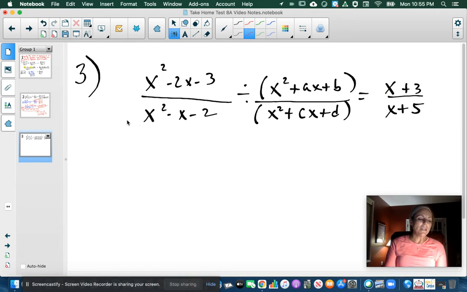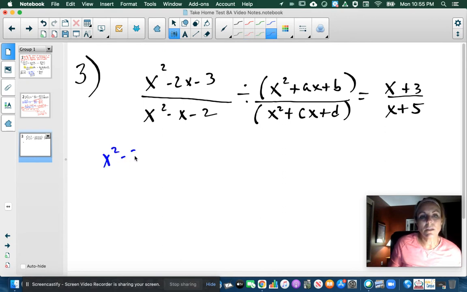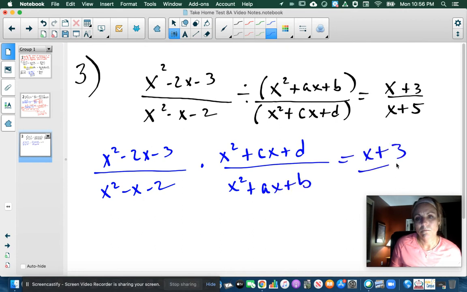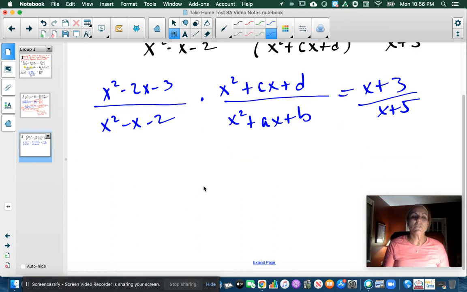The third type I'd like to go over with you is a division problem. First thing we're going to do is keep, change, and then I'm going to flip. All right. Well, let's just start factoring now.